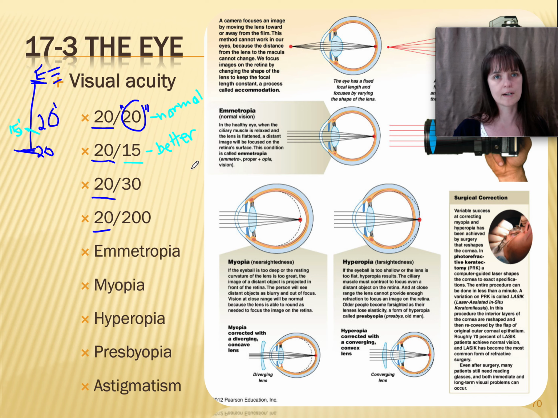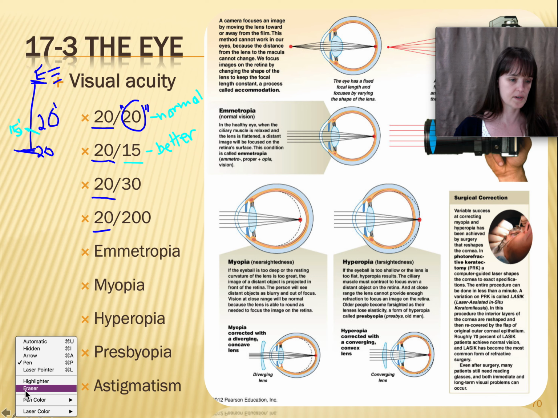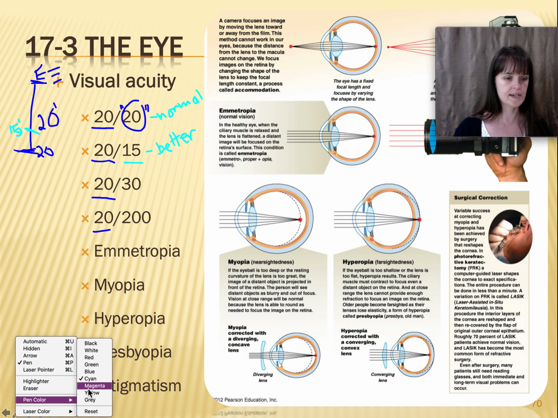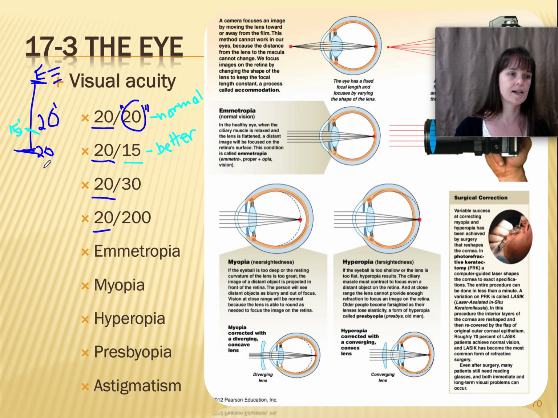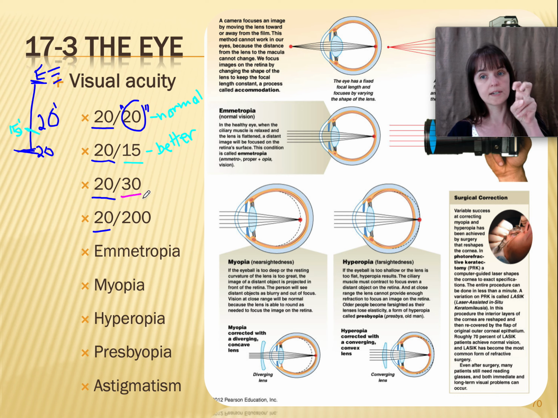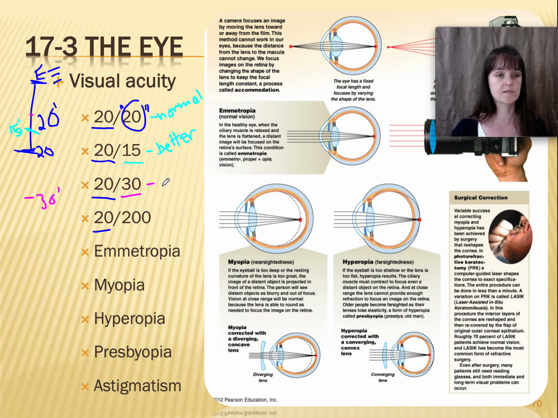Normal. I hate writing with a mouse. 20/30 means you see, I need a new color. We haven't magentaed yet today. Ooh, magenta. You see at 20 feet what on screen normal visioned people see. Let's see, that's 10, 20, 30 feet. So this is less than normal, worse than normal, not normal.